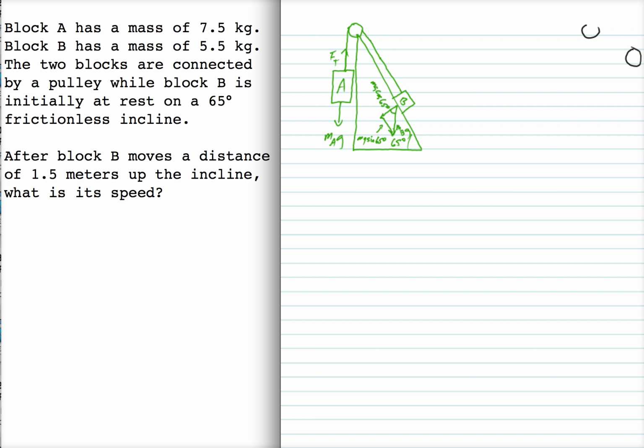I've also got a tension force acting on mass B, which is the same as the tension force acting on mass A, and I've got a normal force. And again, this is a frictionless incline, so I don't have to worry about friction.